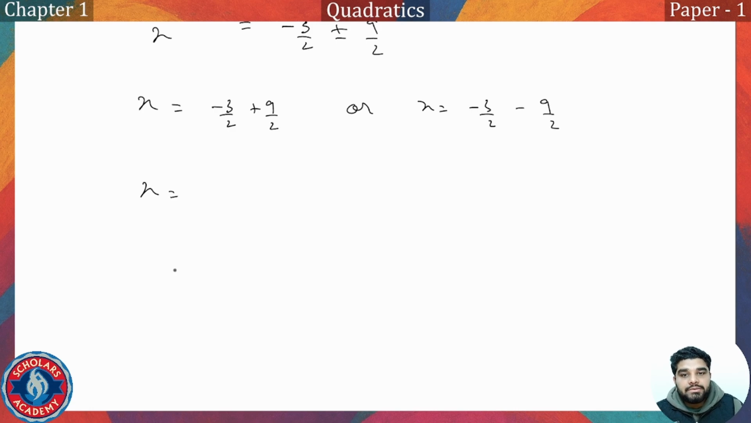x is equal to, the LCM, 9 minus 3, that is 6. 6/2 is 3, or x is equal to, we'll add these, we get 12/2, which is negative 6. So these are the two answers.